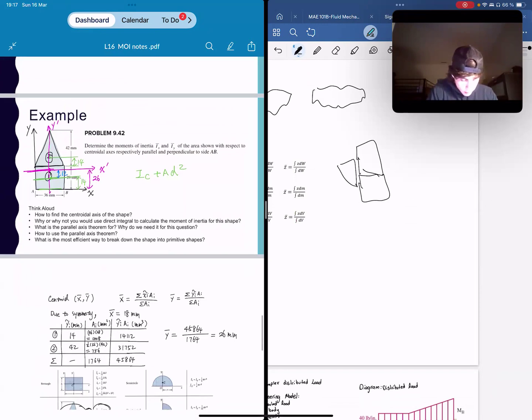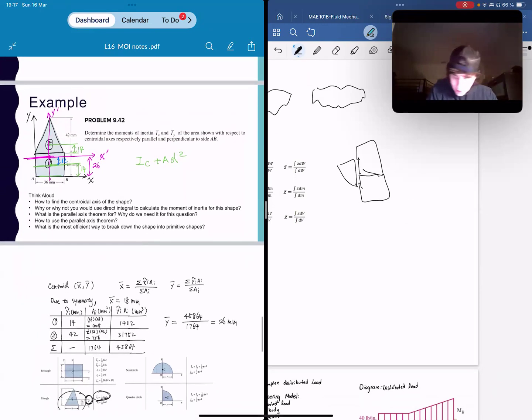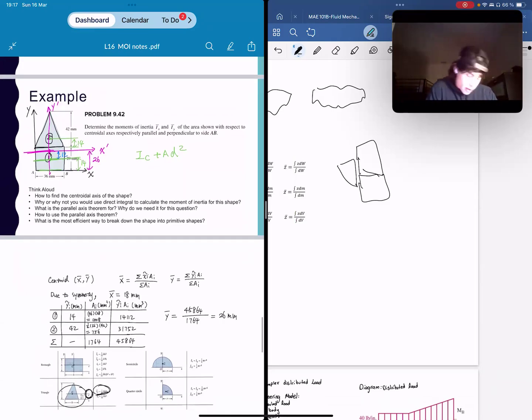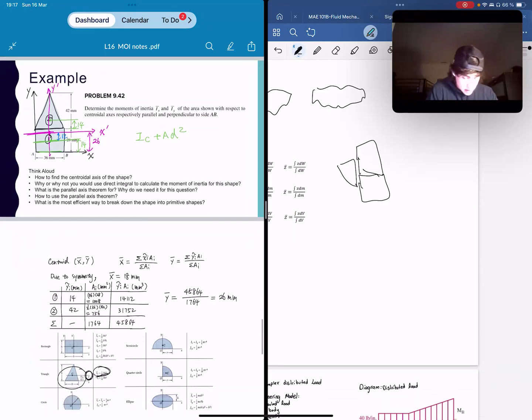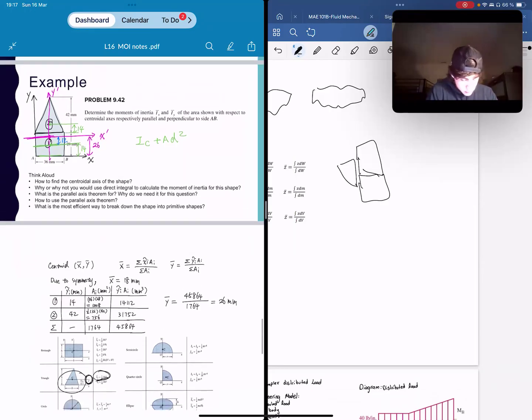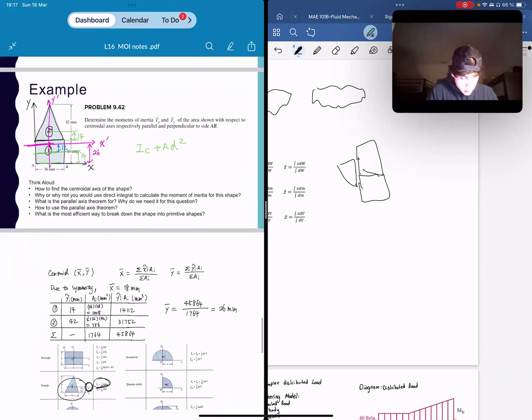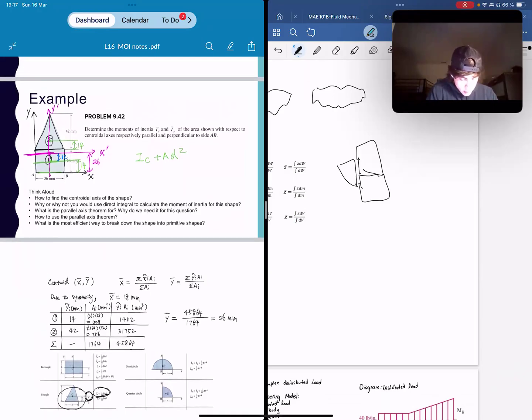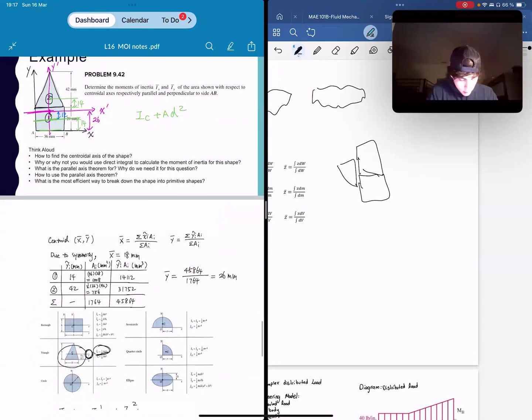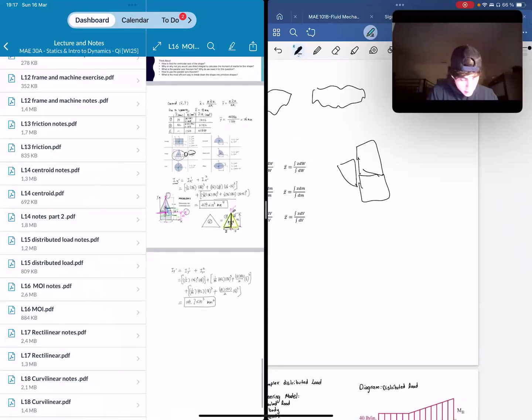I think I_y bar prime was not needed because the figure is symmetrical across the y-axis, but across the x-axis it isn't, right? And also it's computing from a different origin, from the centroid of the figure that is shifted from the origin. But that will be lecture 16.